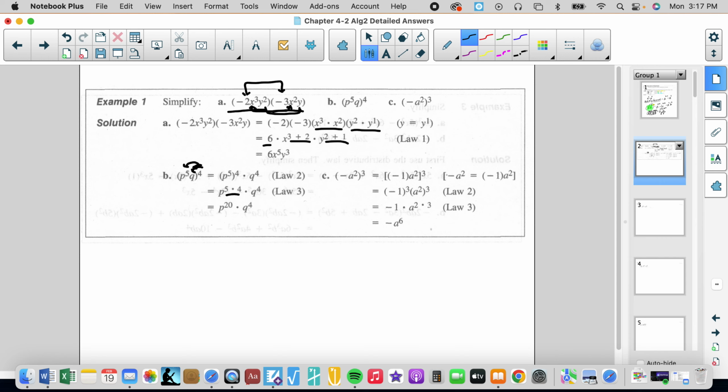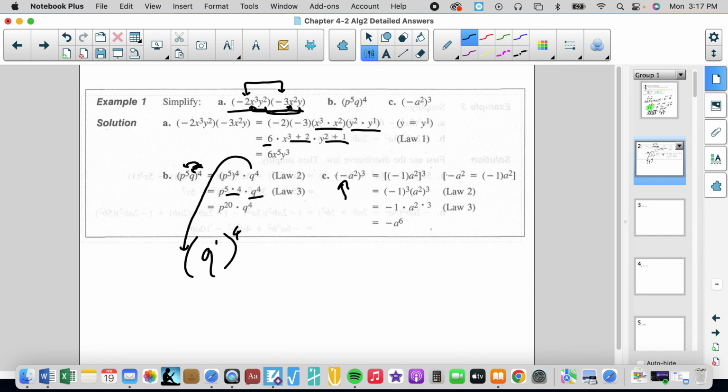That's not a good notation. I'd like to see that as q to the first to the fourth. I'd like that to look like that, which equals q to the fourth. But this is a tricky one, coefficient.